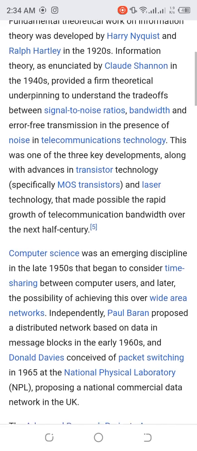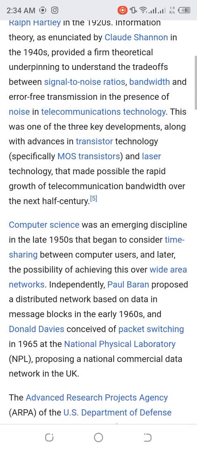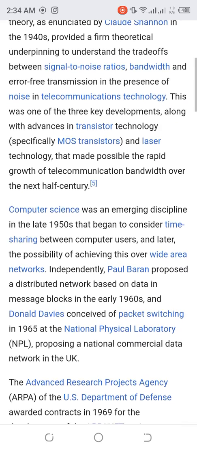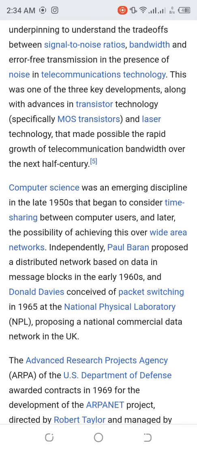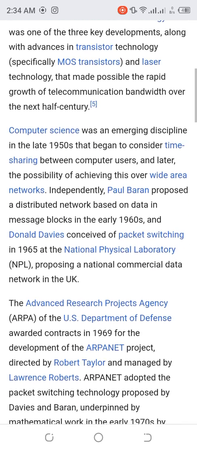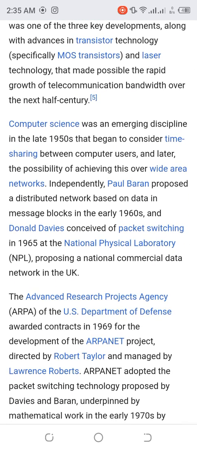This was one of the three key developments, along with advances in transistor technology, especially MOS transistors, and laser technology, that made possible the rapid growth of telecommunication bandwidth over the next half century.